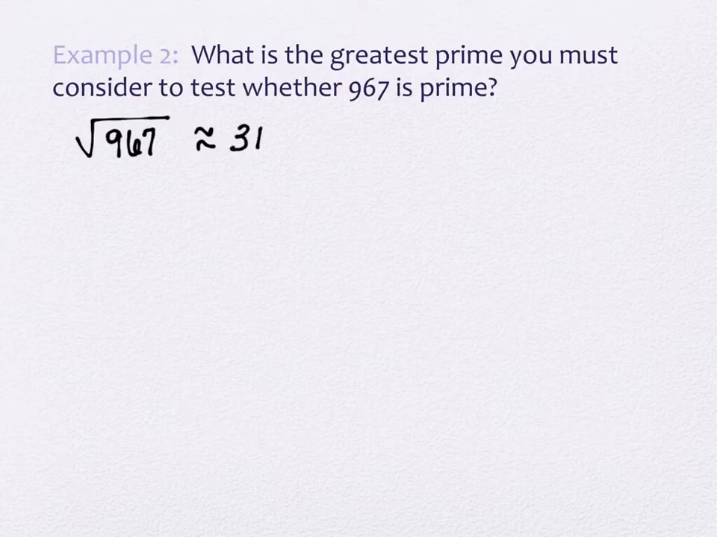Okay, 31.1. And folks, that's good news because the number 31 is way smaller than the number 967, right? So what does this mean? Well, it tells you that once you hit 31, if it's not been divisible by anything before then, it's not going to be divisible by anything. So the question it asks is, what is the greatest prime number you would have to test? I mean, 31, right? 31's the biggest prime number underneath this value.